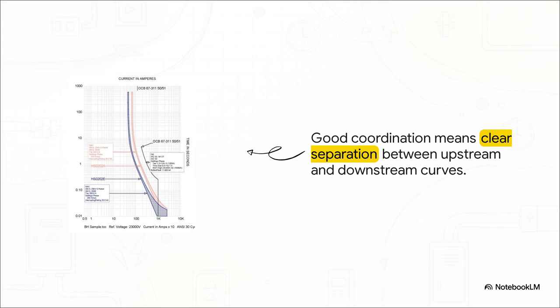That's our safety margin. It means that for any fault current along the bottom axis, if you draw a line straight up, you will always hit the red curve long before you get to the blue one. That time gap is everything. It guarantees the downstream device will win the race to trip every single time.